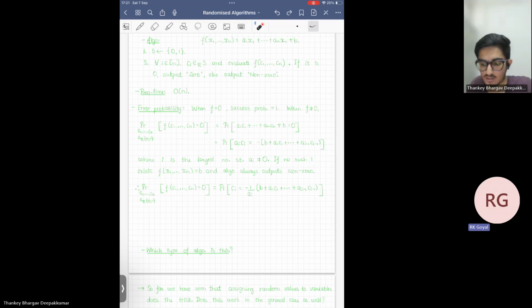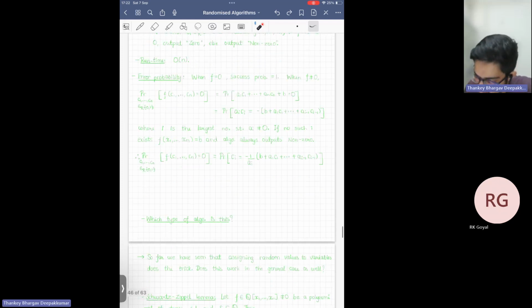Can you repeat? Okay. So I'm picking this in order, right? I first sample C1, then I sample C2, then I sample C3, and so on. Now let me stop after sampling Ci minus 1, but before I sample Ci. At that point, this value is fixed, right?